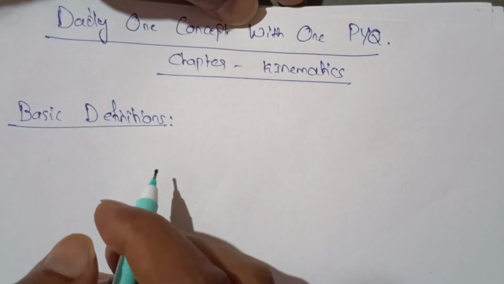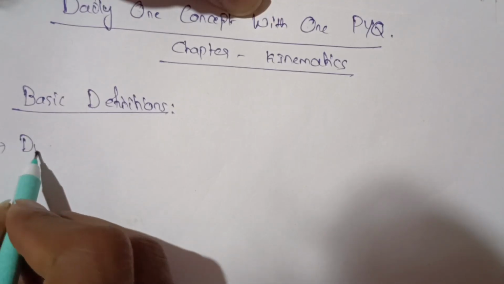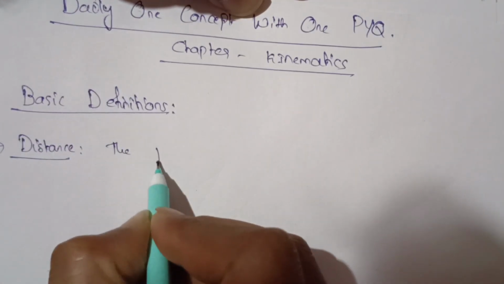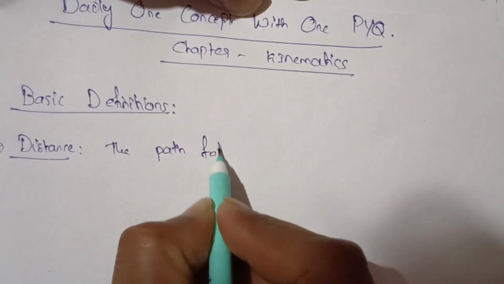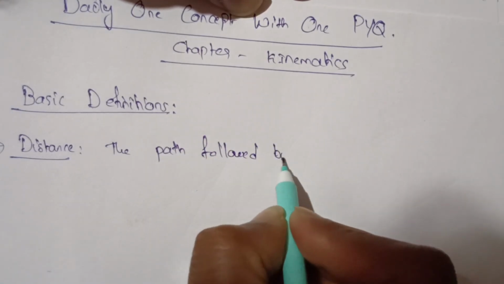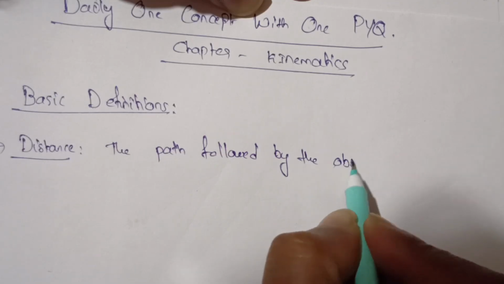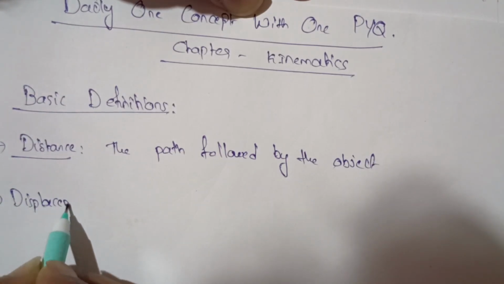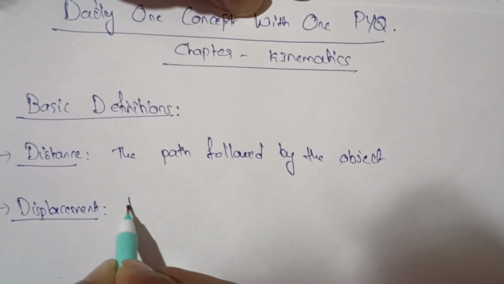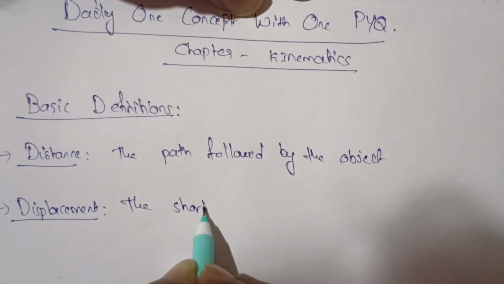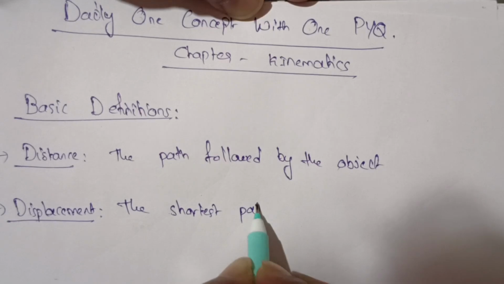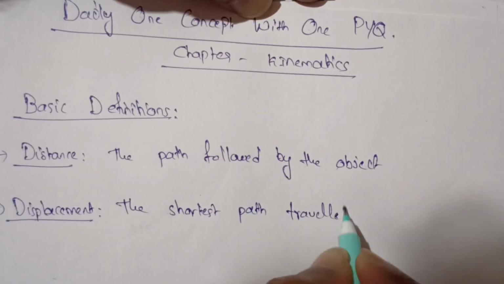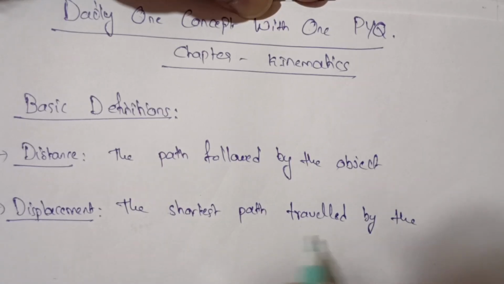Under this one, we will see what is distance. Distance is the path followed by the object. And what is displacement? The shortest path traveled by the object.